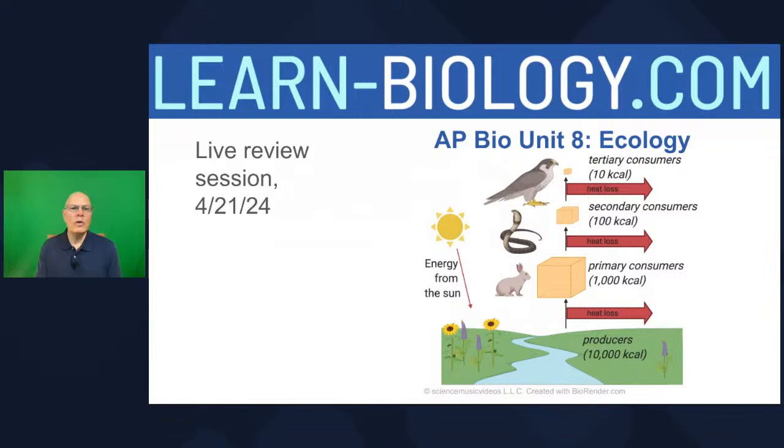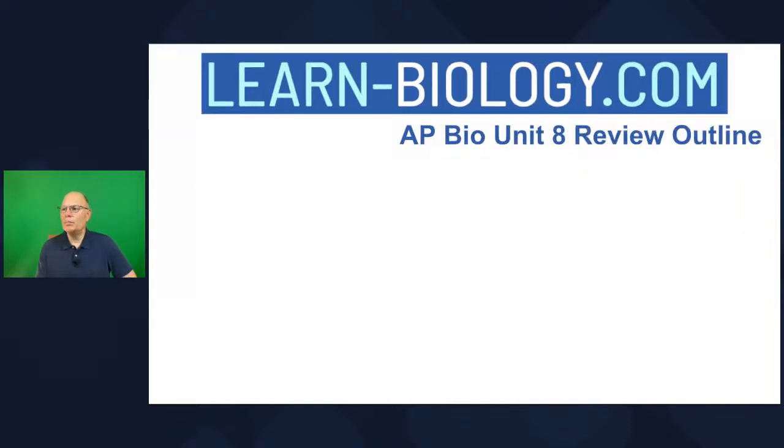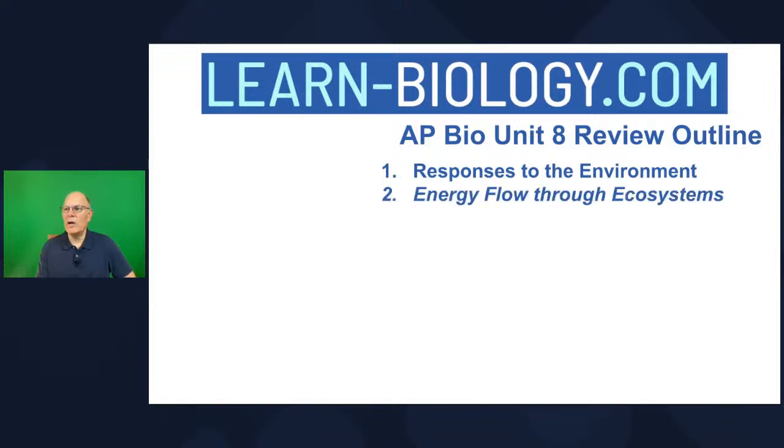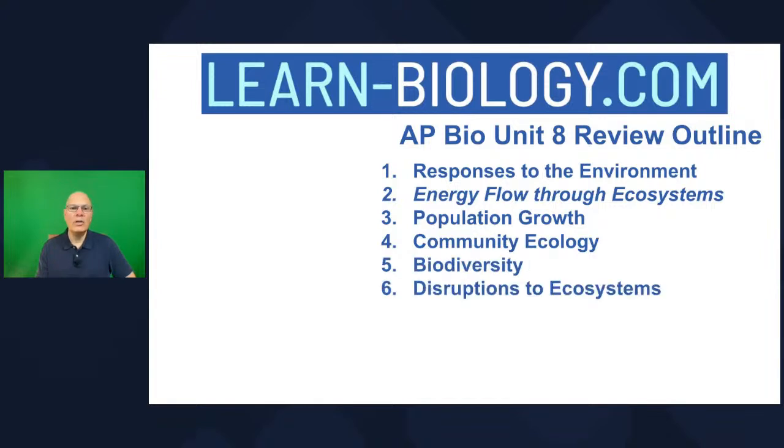We're continuing our review of ecology. This is, I believe, the 6th of the live review sessions that we're doing as a lead up to this year's AP Bio exam. So here's the outline of Unit 8, Ecology, which is where we are now. We talked in our last session about responses to the environment. Today, we're going to focus on energy flow through systems. I don't think we're going to get through population growth; we're going to leave that for the next section. And then there are incredible topics: community ecology, biodiversity, disruptions to ecosystems. That is the last topic of the course. And then we're just going to spend our time reviewing for the big exam, which happens on May 16th.